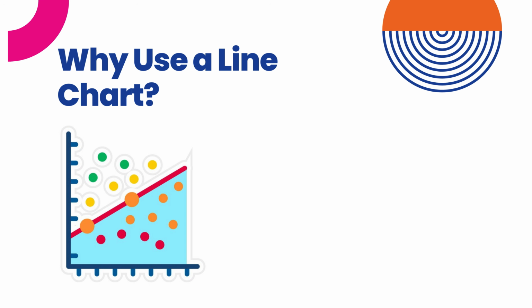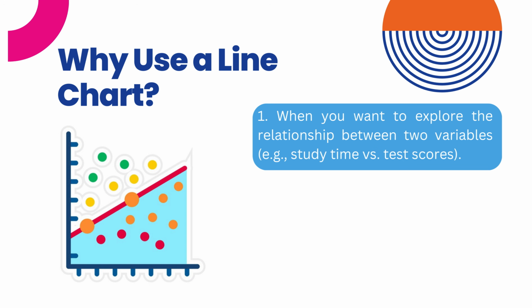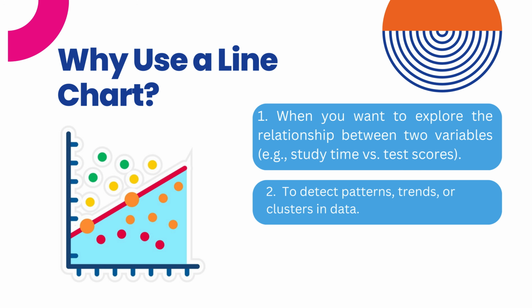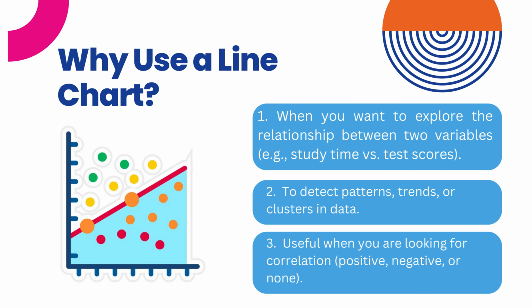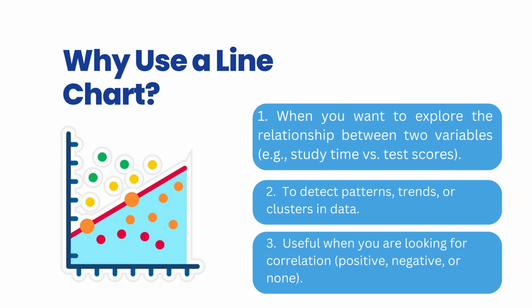When to use a scatter plot: 1. When you want to explore the relationship between two variables, for example, study time versus test scores, to detect patterns, trends, or clusters in data. 3. Useful when you are looking for correlation, positive, negative, or none.